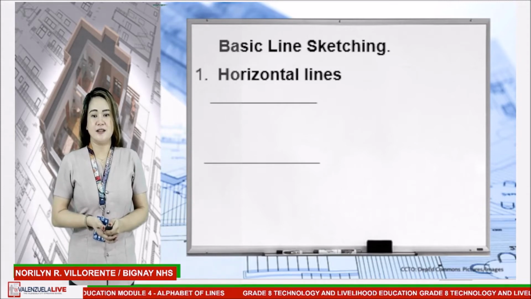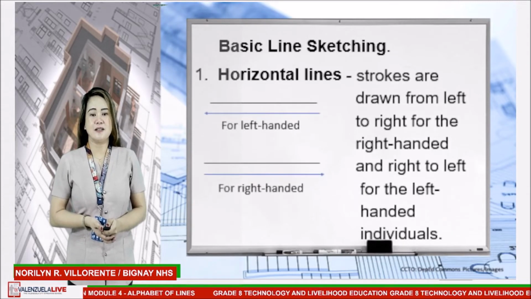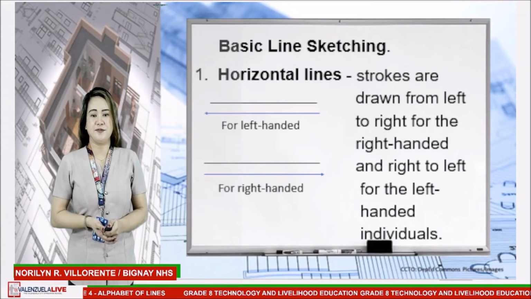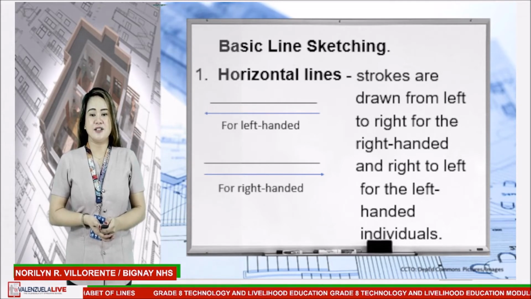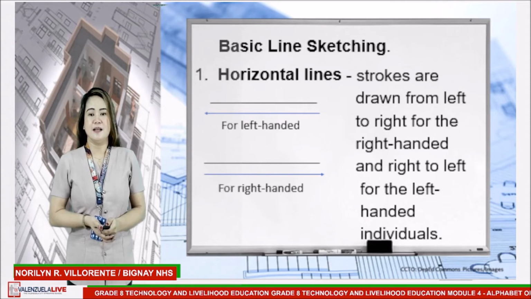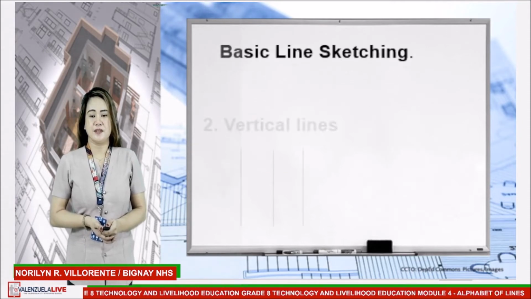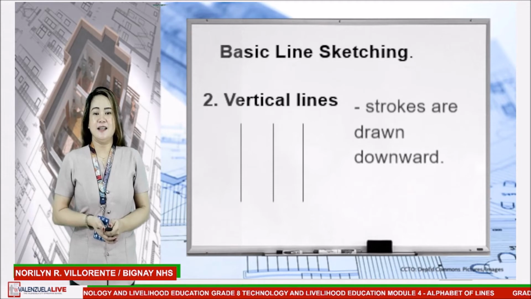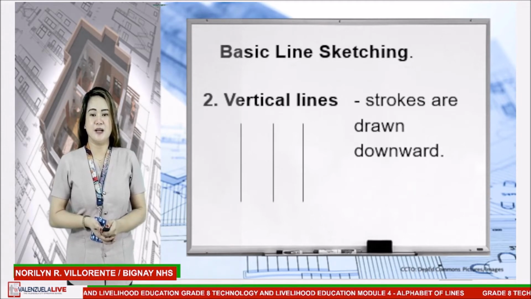Number 1, horizontal lines. Strokes are drawn from left to right for the right-handed and right to left for the left-handed individuals. Number 2, vertical lines. Strokes are drawn downward.